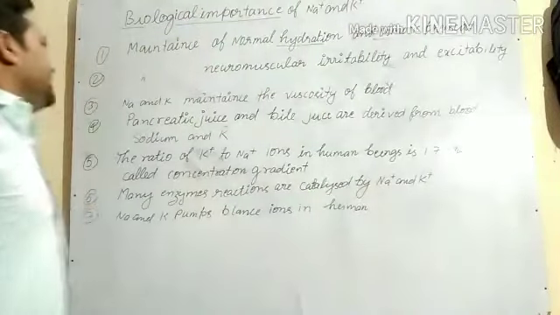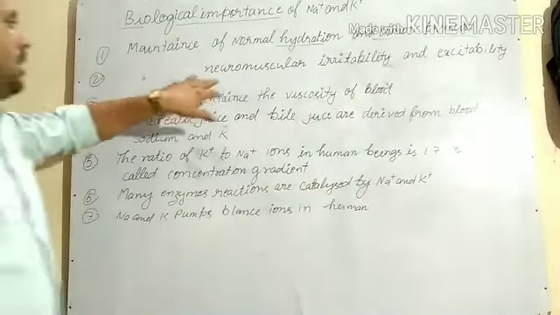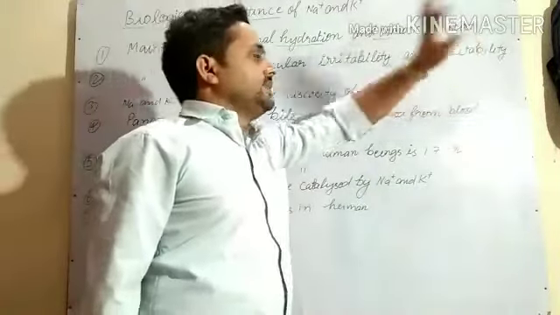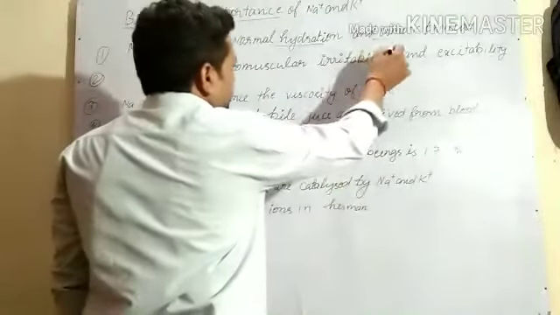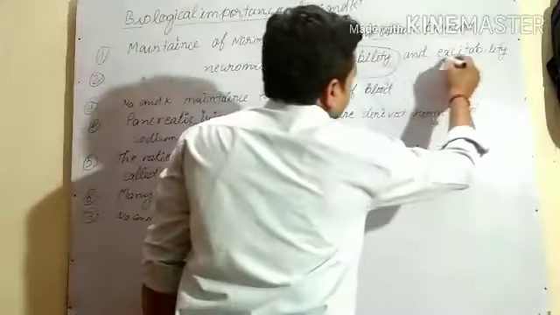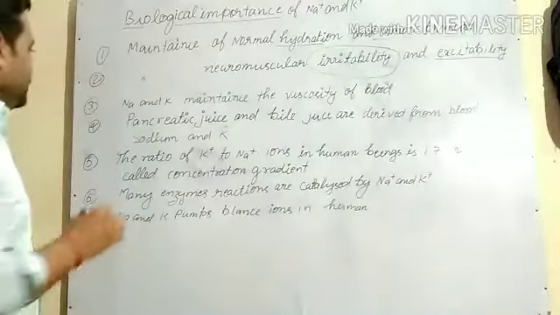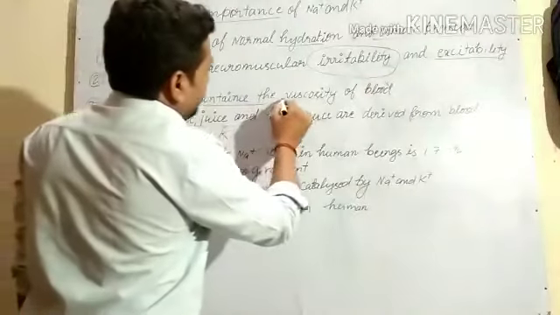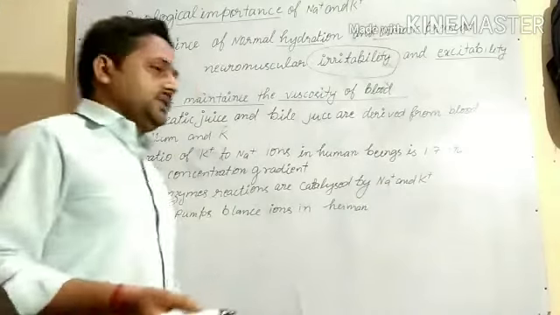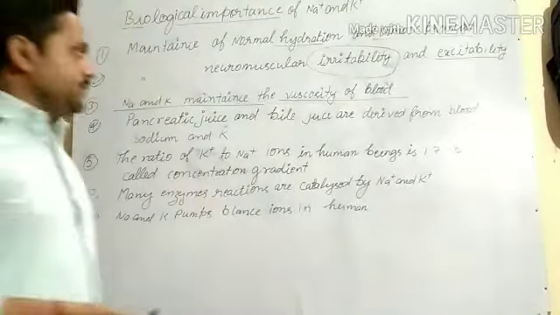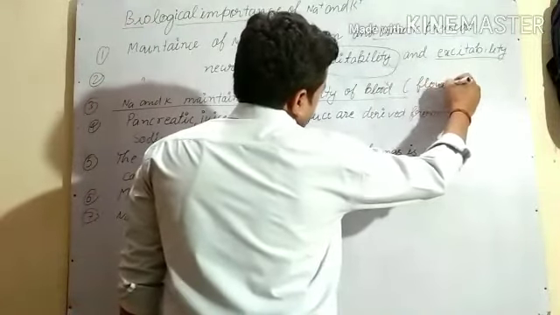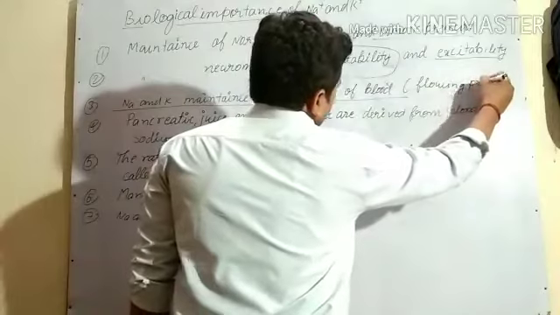Second is maintenance of neuromuscular irritability and excitability. Neuromuscular, it is very important. Next, sodium and potassium maintain the viscosity of blood. You know viscosity, you might have studied in physics. So viscosity means flowing property.